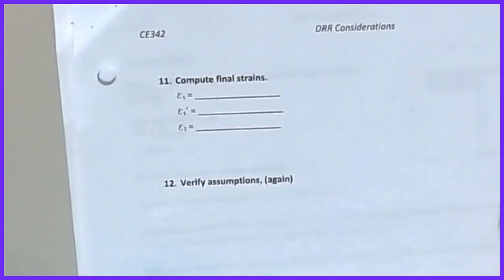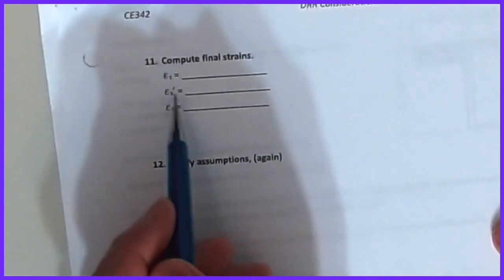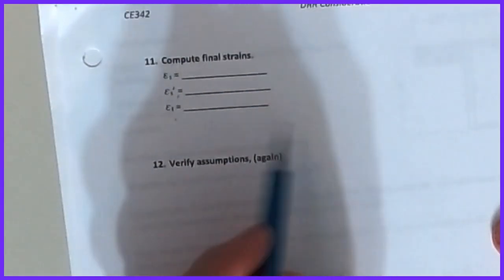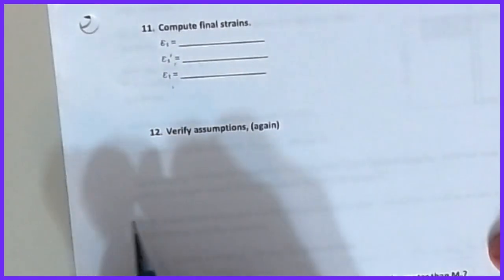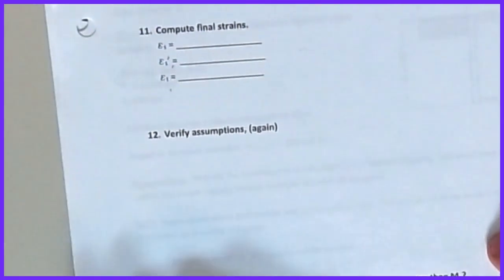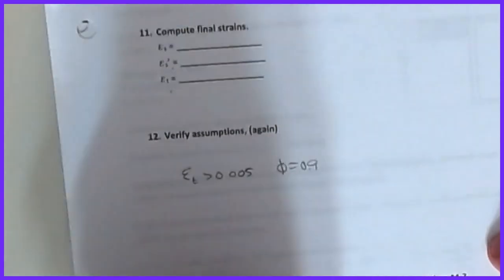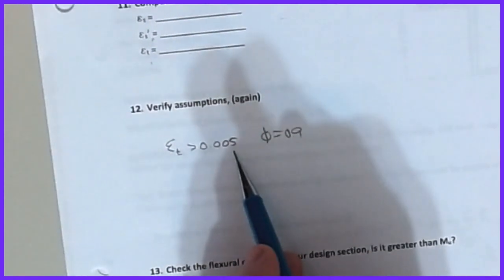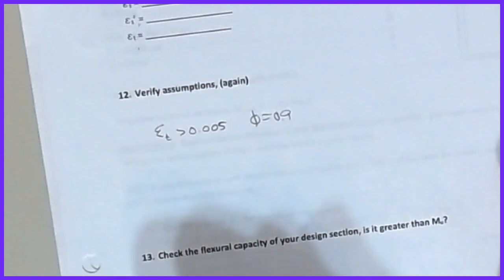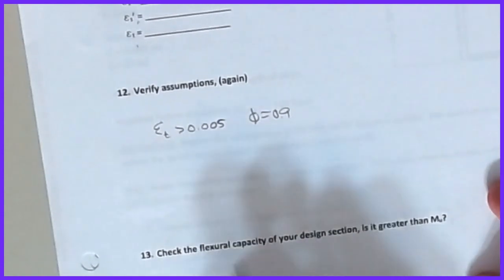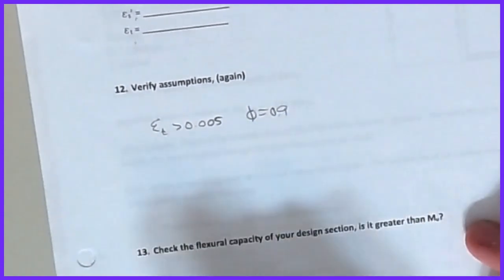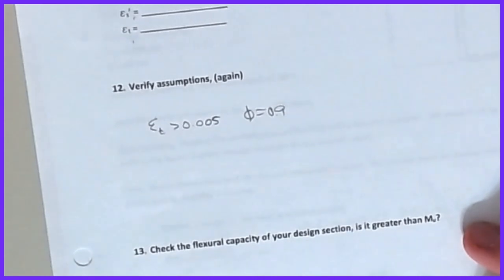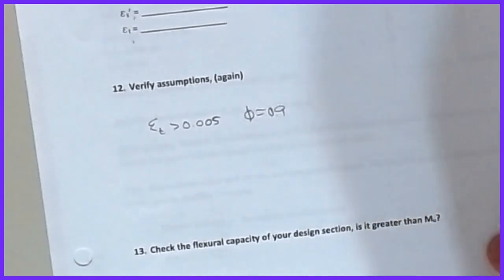Okay, and then finally, once you've got all the steel figured out, now you can finish up your strains. These are the final strains. The ones on the previous page were just kind of guesses. And then again, verify your assumptions. We want to make sure that epsilon T is greater than 0.005 to ensure that our assumption of this was true. Okay, and again, you don't want to be right on that number. Give yourself a little bit of room to work. 5 or 10% is probably sufficient as we start to go. And then finally, check your flexural capacity of your design. Is it greater than MU? And if it is, you're done.